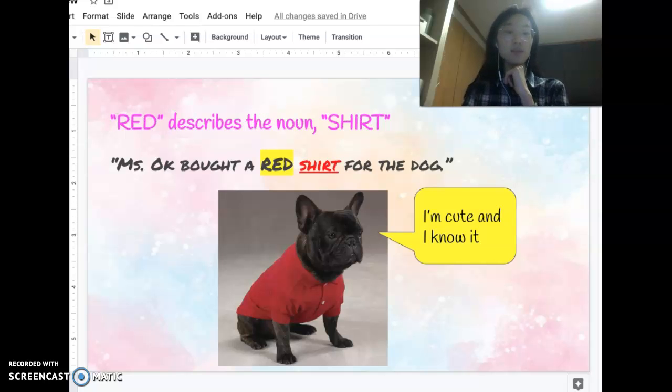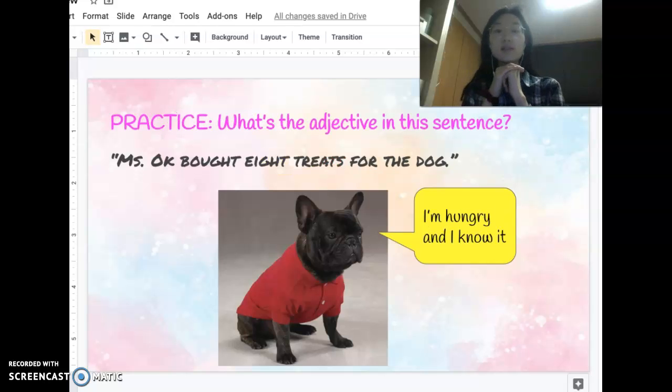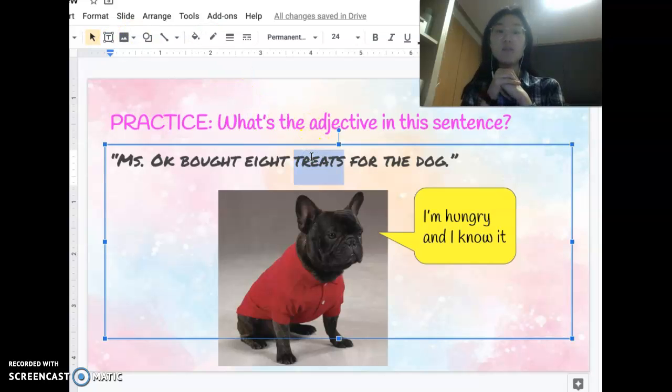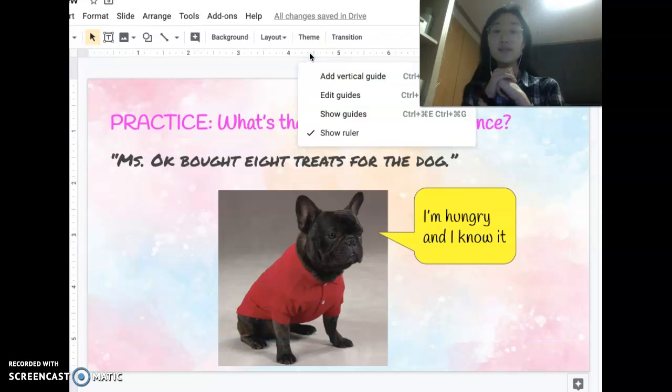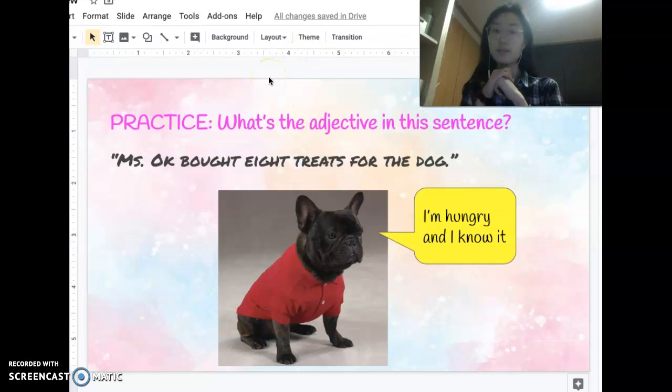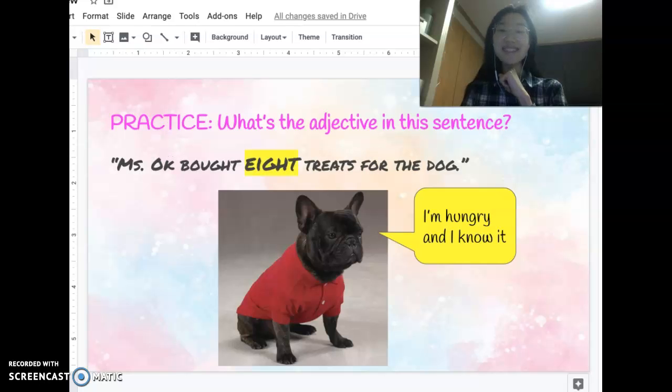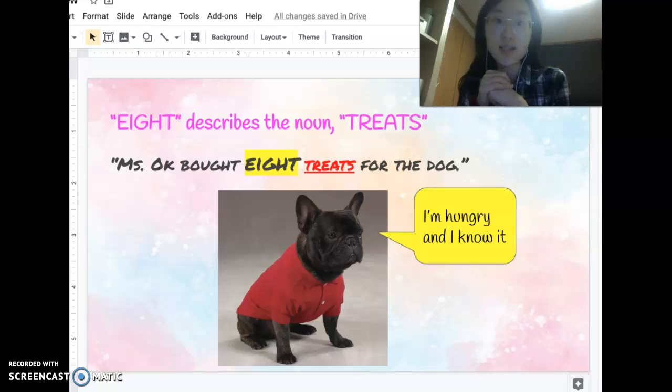All right, second example. Number 2. Find the adjective that describes the noun treats. Miss Oak bought 8 treats for the dog. What is the adjective here? If you said 8, it's correct. So yes, numbers can be adjectives. Adjectives do tell you how many things are. So Miss Oak bought 8 treats for the dog. 8 is the adjective that describes the noun treats. How many treats? 8. What kind of treats? Like that.